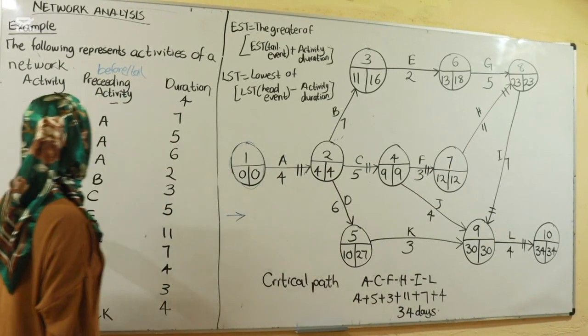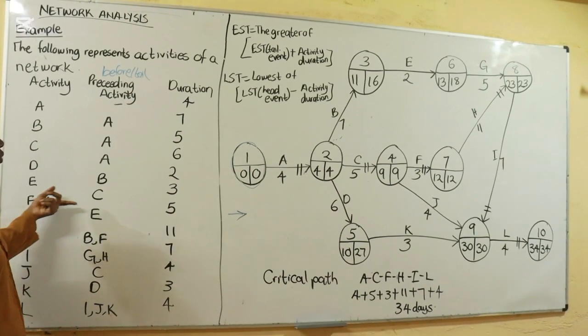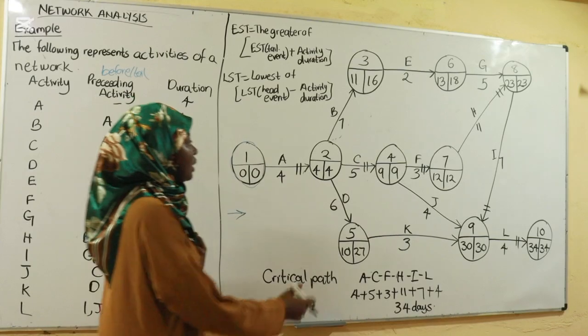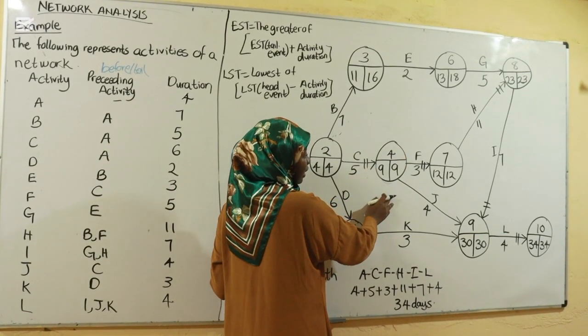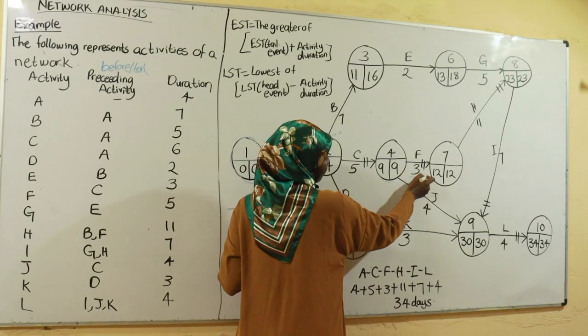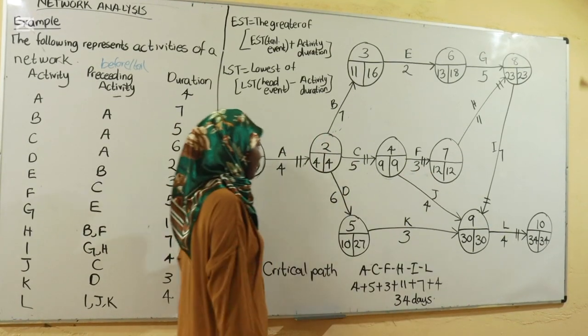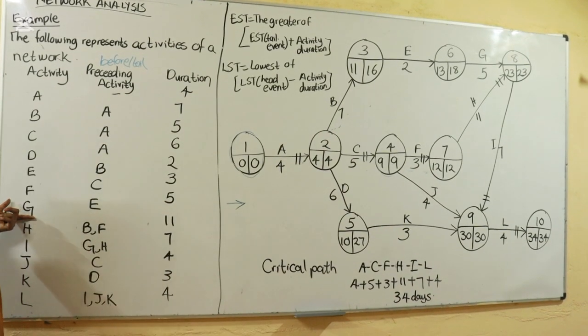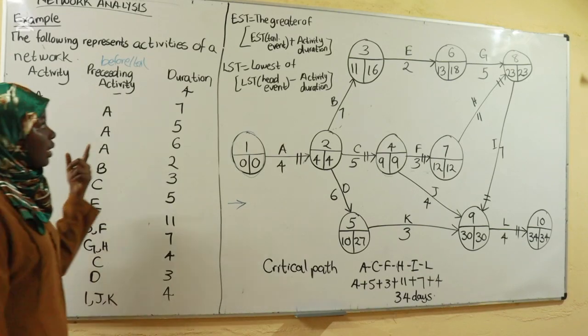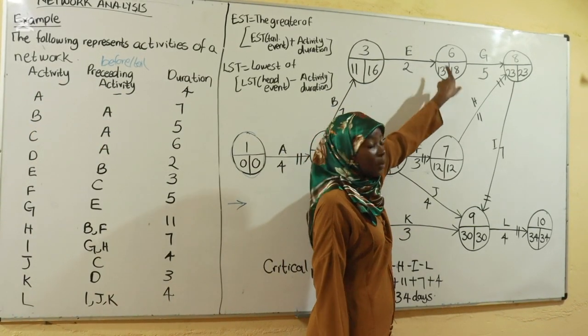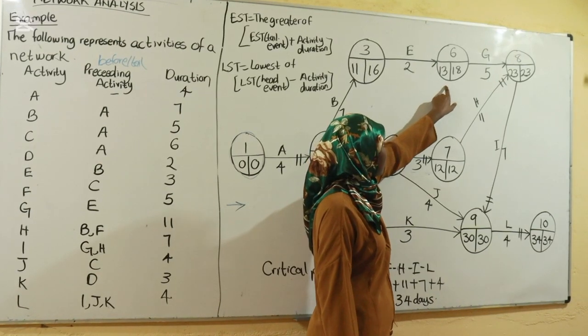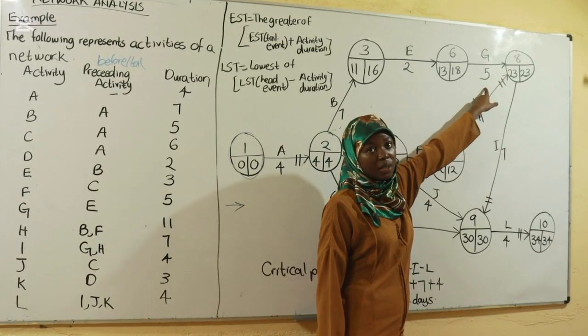Okay? And then you have F stems from C. Now you go to C, your activity C. You put the event, the head event, and then F. Okay? After F, we have G. G comes from E. Now you go back here, where you had your activity E. You draw the head event, and then you go to activity G.